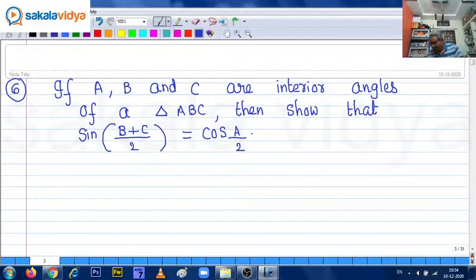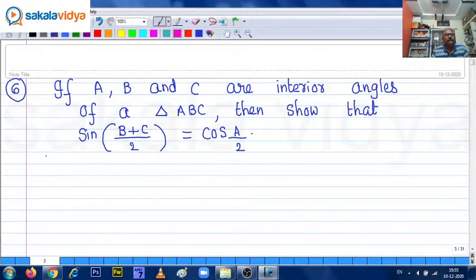So that means the angle sum property of the triangle needs to be applied here. If A, B, C are interior angles of a triangle ABC, we have A plus B plus C equal to 180 degrees. So transpose, B plus C is equal to 180 degrees minus A. Divide both sides by 2 and apply sine on both sides so that we get the answer. This process needs to be applied.